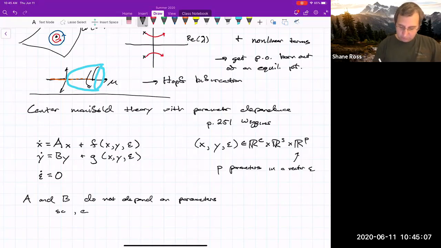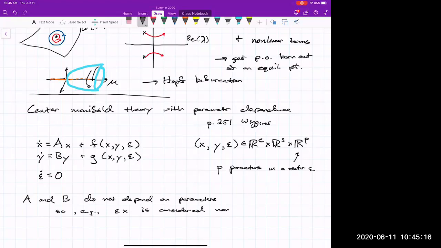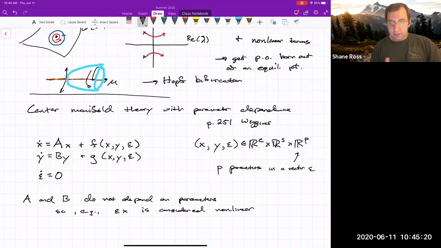So for example, a term like epsilon times X is considered nonlinear. So any dependence on parameters needs to be pushed into the F and G functions. All right, this thing, epsilon times X, would be considered a second order term, and so would be included in F.